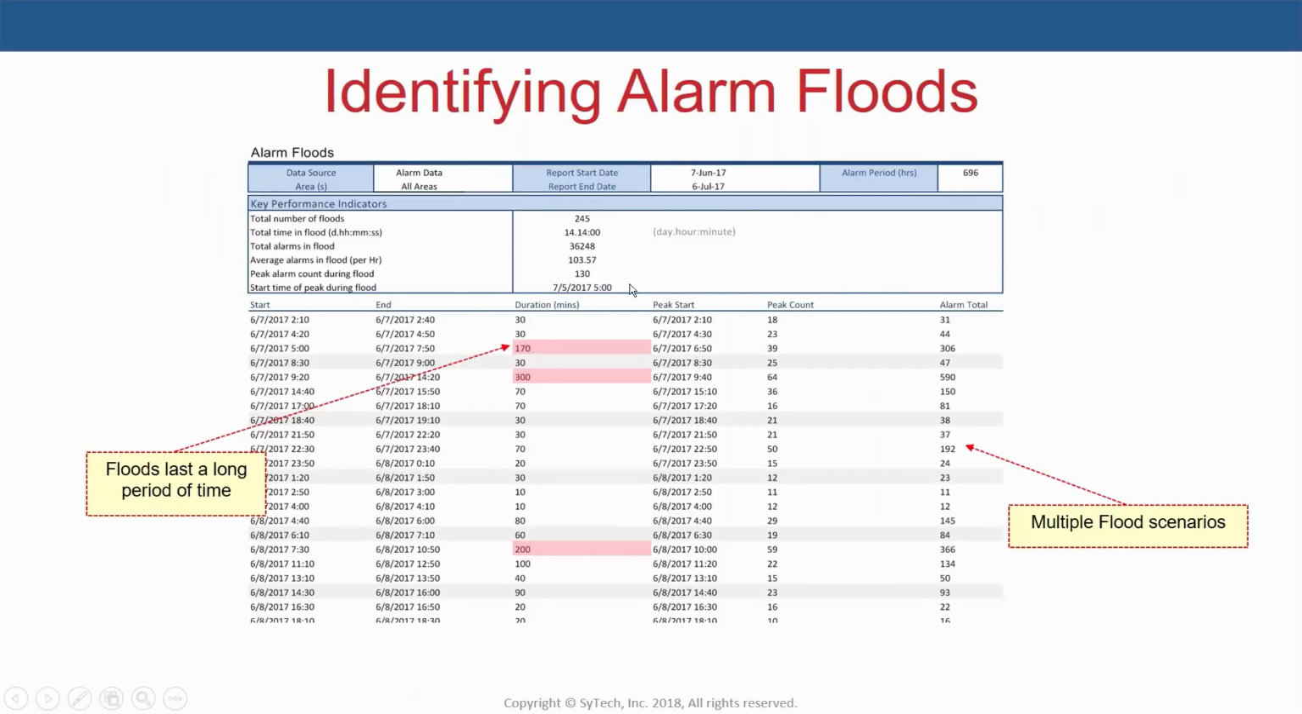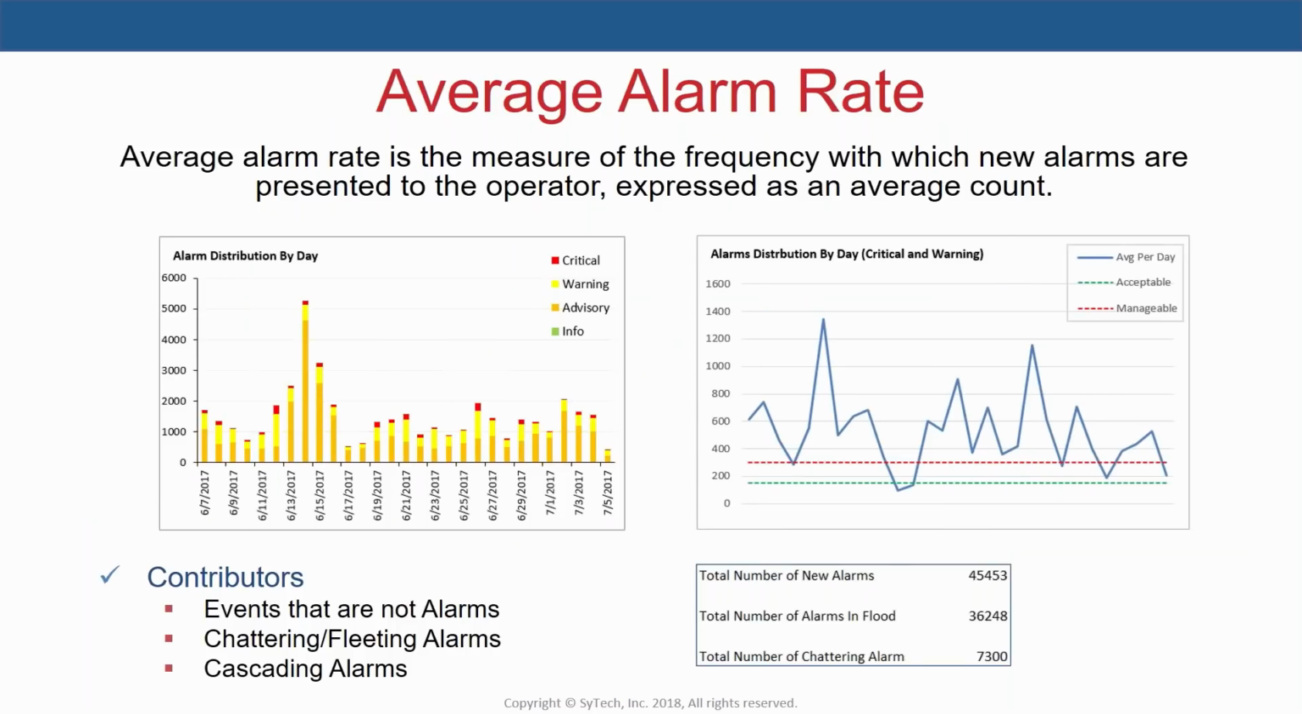So we can see there were quite a few alarm floods that occurred here, and some of them lasted quite long, 170 minutes, 300 minutes, and some of them had quite a few alarms during that time period, 300 alarms in the alarm flood. So this is all very good information, and then we can look further into what alarms are actually included in that alarm flood, and that can be something that's addressed or fixed during rationalization.